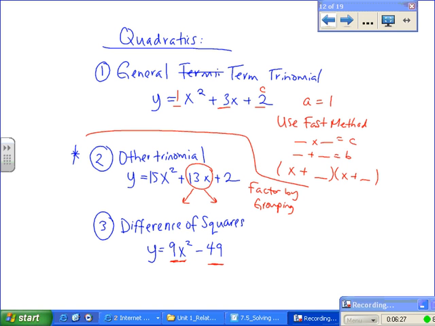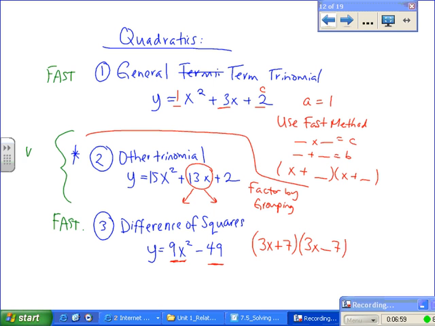And I can simply write it as a product of binomials where I have the sum of the squares, so 3x plus 7, times the difference of those square roots. So it looks just like that. Those are the three methods that we use, and really methods 1 and 3 are just fast. They're faster because they're just skipping some steps.